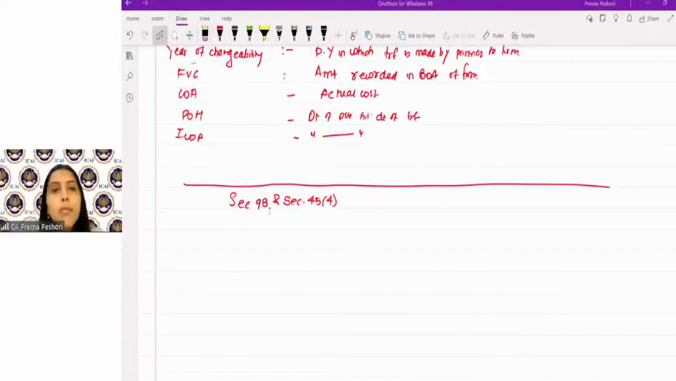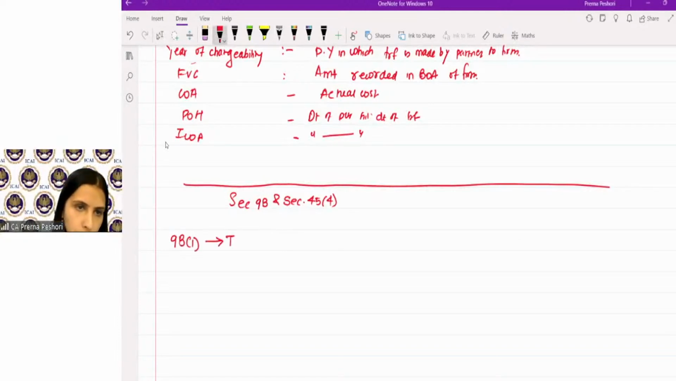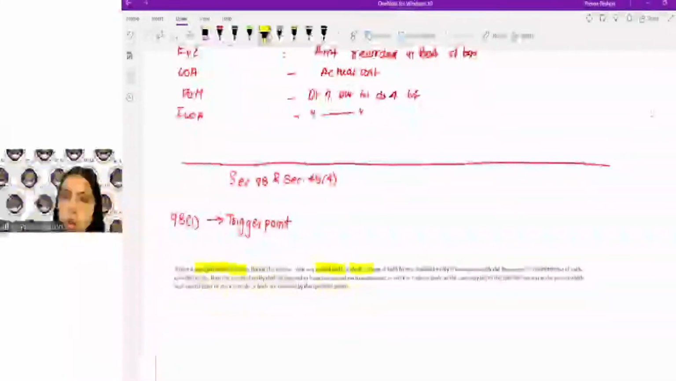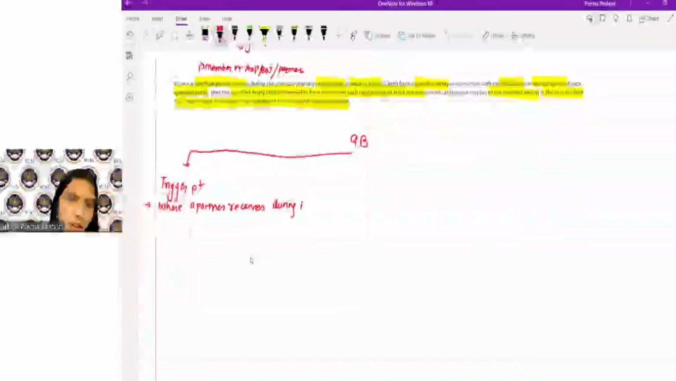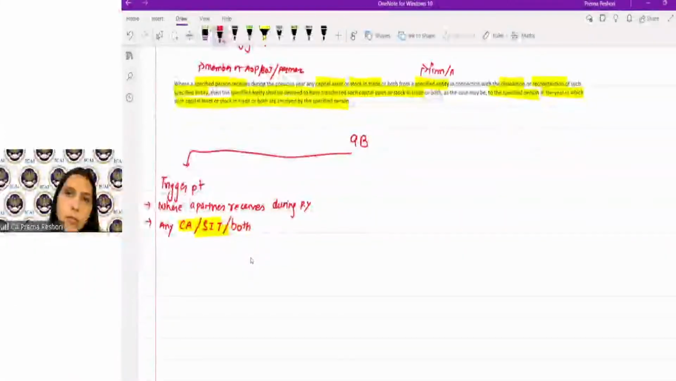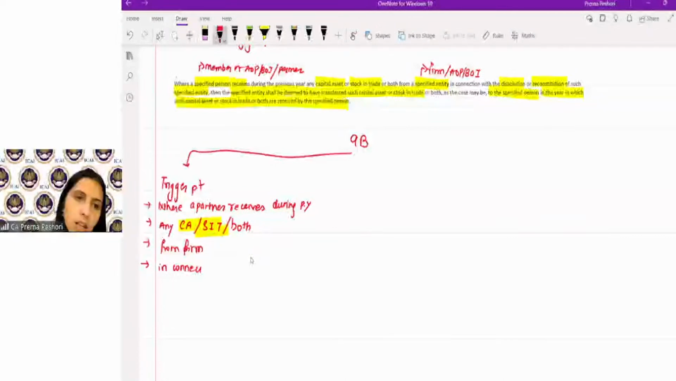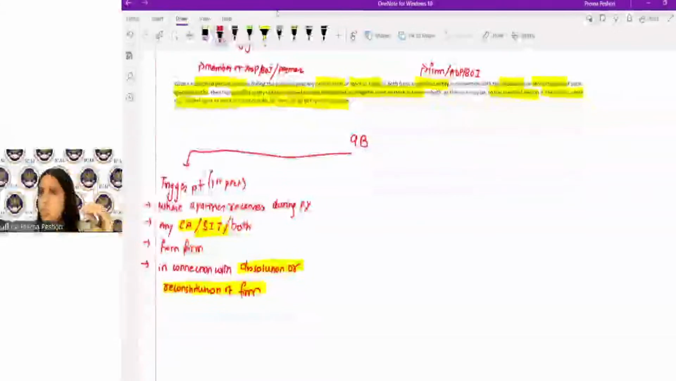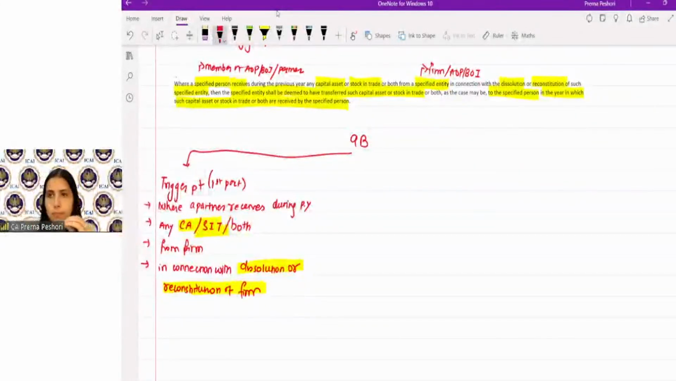First, let's talk about 9B. What does it provide us? It says that the trigger point is where a partner or specified person is receiving from any specified entity or a firm any capital asset or stock in trade or both in connection with the dissolution or reconstitution of the firm.